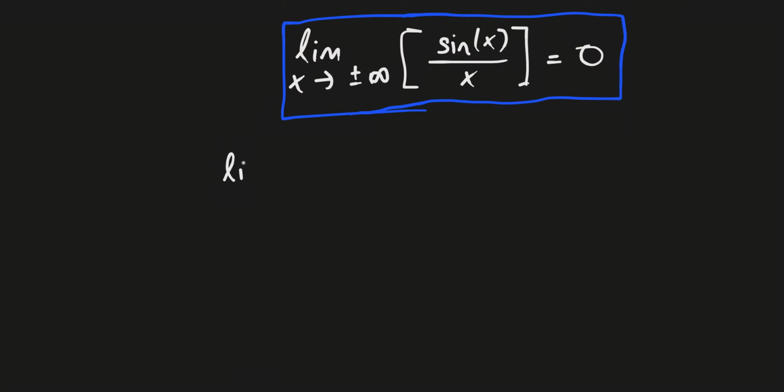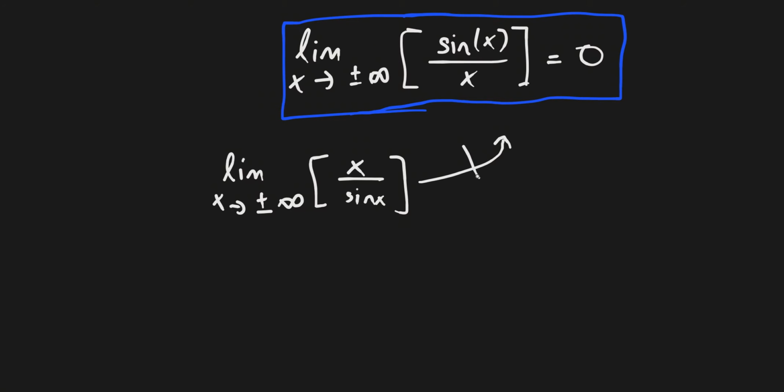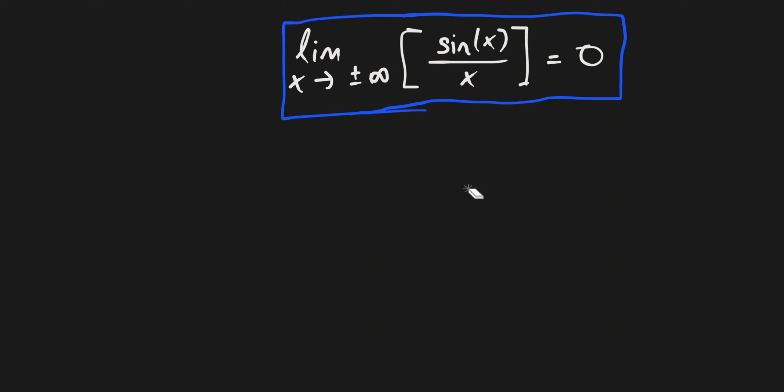So let me point out one more thing about this. If you had the limit as x approaches positive or negative infinity of x over sine x, we cannot use the same property here. We can't justify this like we justify this. In the last video we talked about how the limit as x approaches 0 of sine x over x or x over sine x is still equal to 1. Here we cannot do that. We can't use that fact.